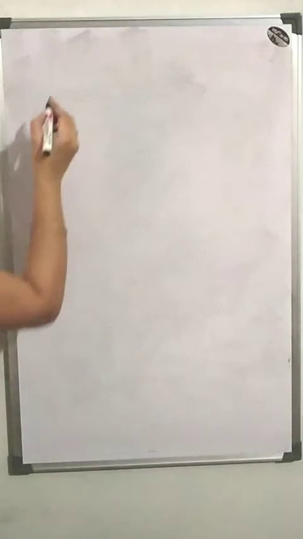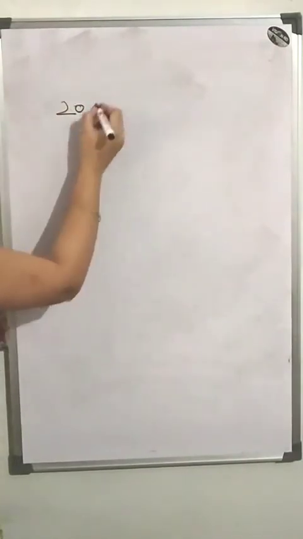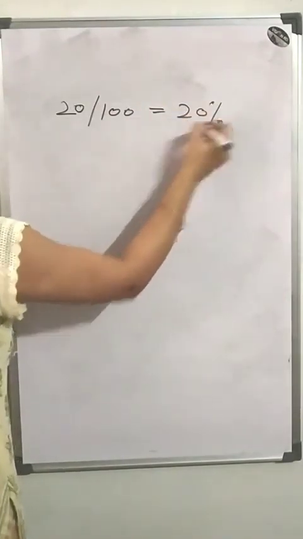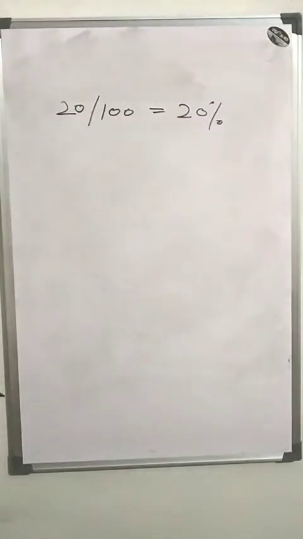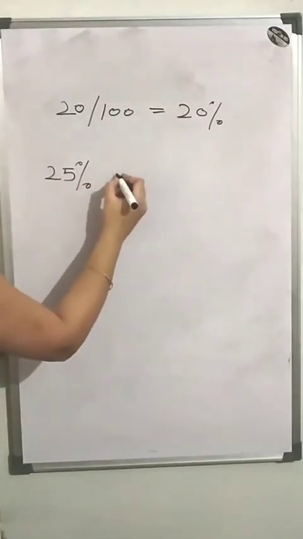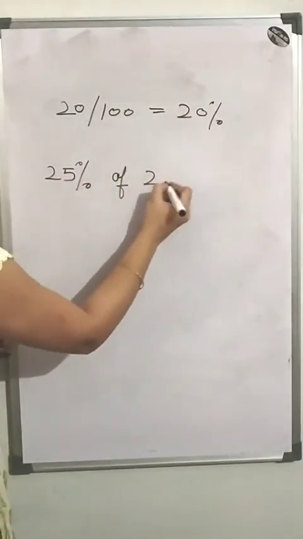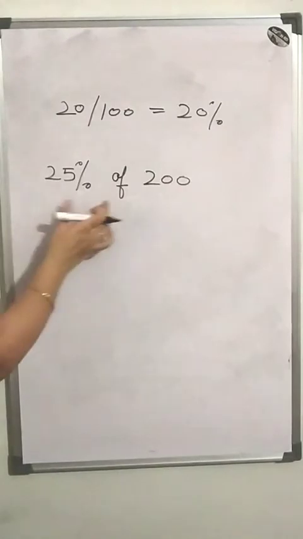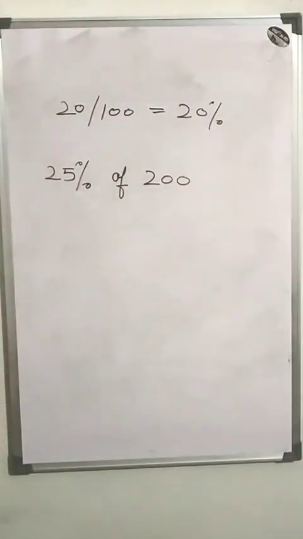Let me explain: percentage means out of 100. Suppose there is one boy who scored 20 marks out of 100. So we can say he got 20% marks. But now suppose a boy got 25% marks of 200, out of 200. Then how do we find it?